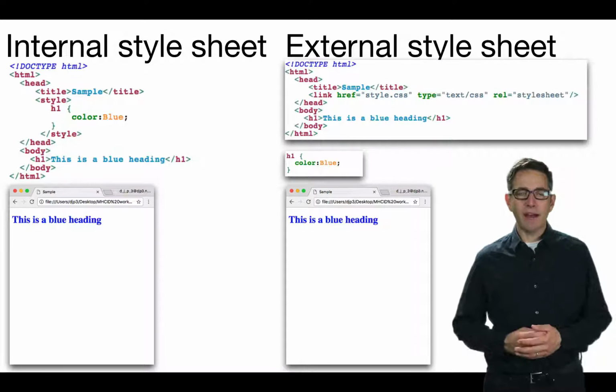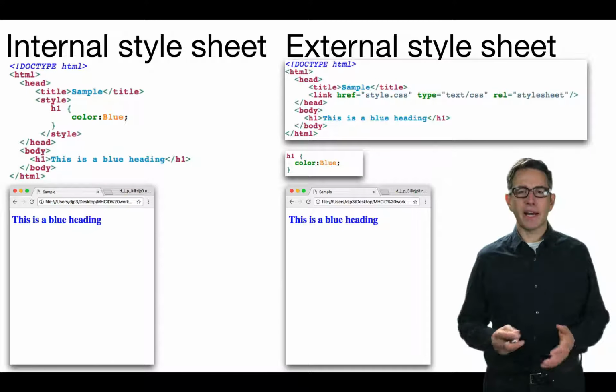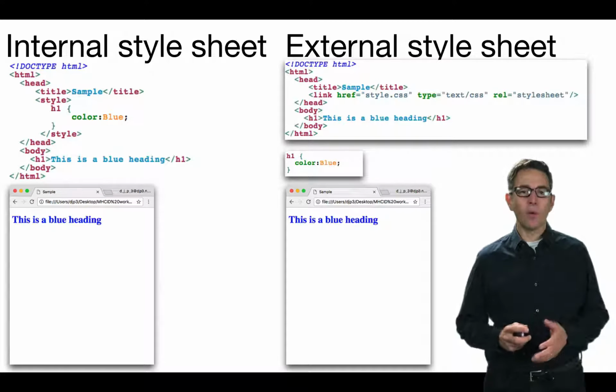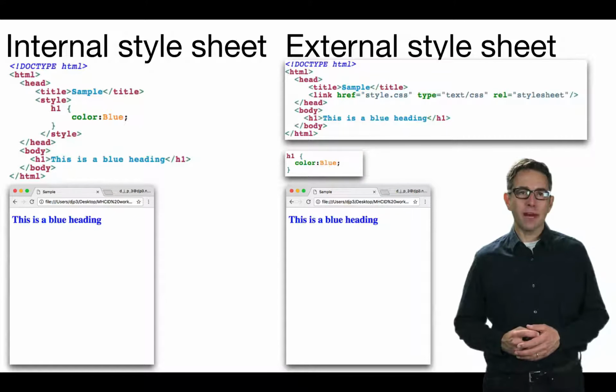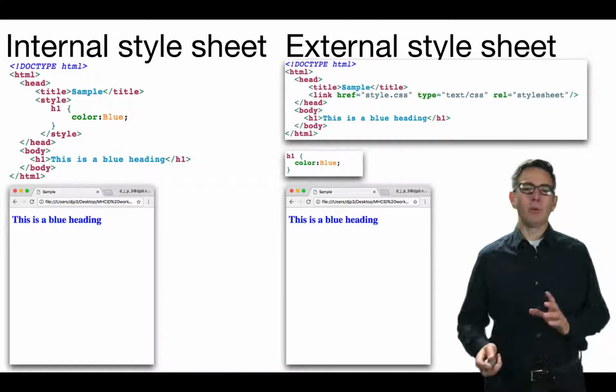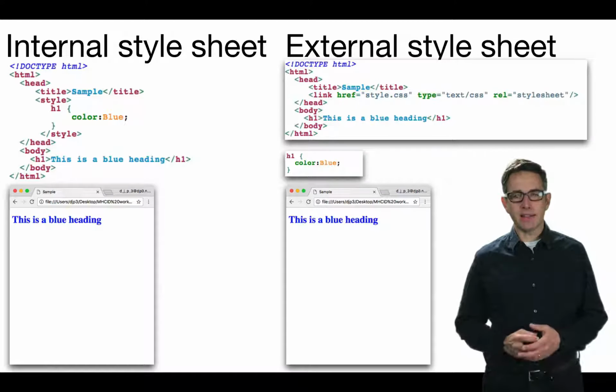Now in that additional file, which is in the block right below the external style sheet HTML, is the contents of style.css. And in there you can see we have exactly what was present within the body of the style tag on the left. So all we needed to do is move the H1, the curly brackets, and the color: blue semicolon into a separate file and reference it from our external style sheet. And in both cases, the rendering is exactly the same.